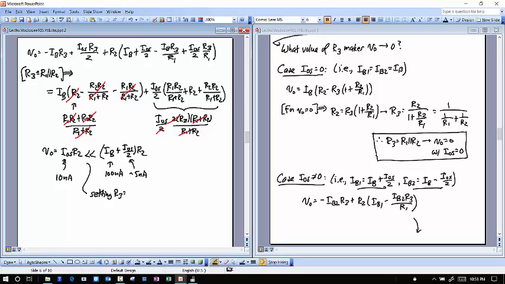So setting R3 equal to R1 parallel R2 still helps, even if my input offset current is not equal to 0. Okay, so that's good news. That means that the design methodology that we're using to try to cancel the effect of the input bias current still is effective, even if you have some offset current. It's not perfect, but it's still very effective.